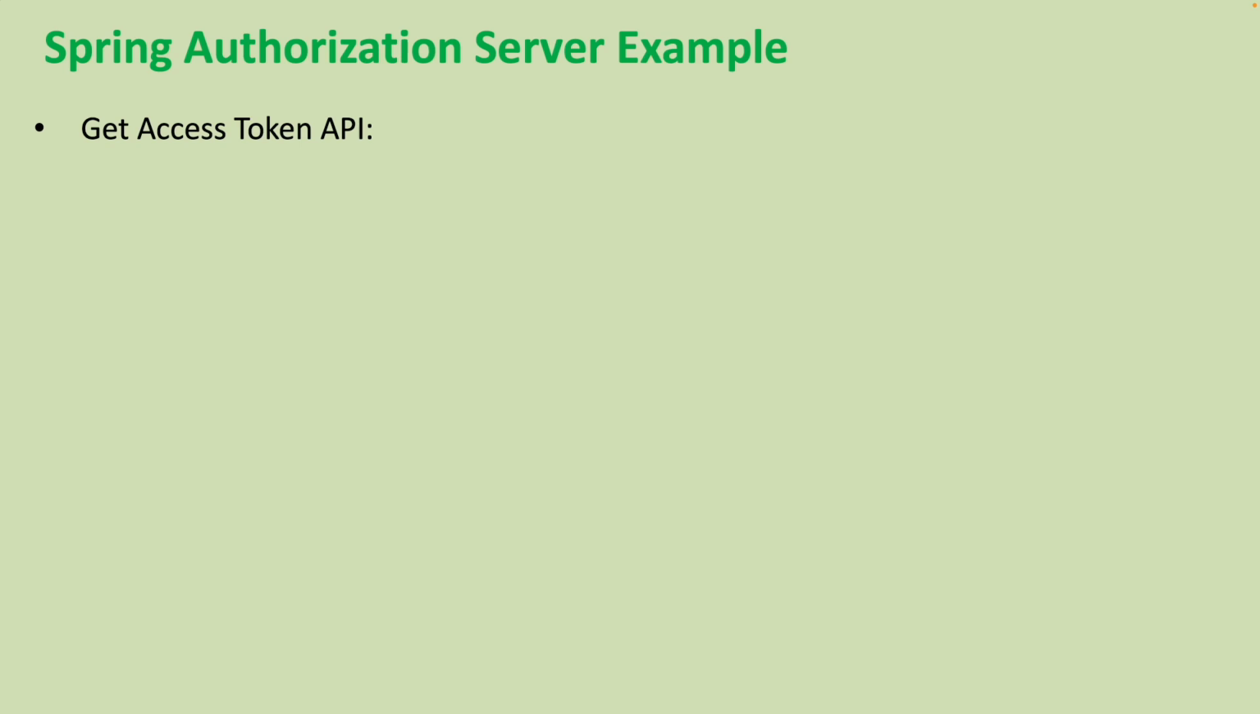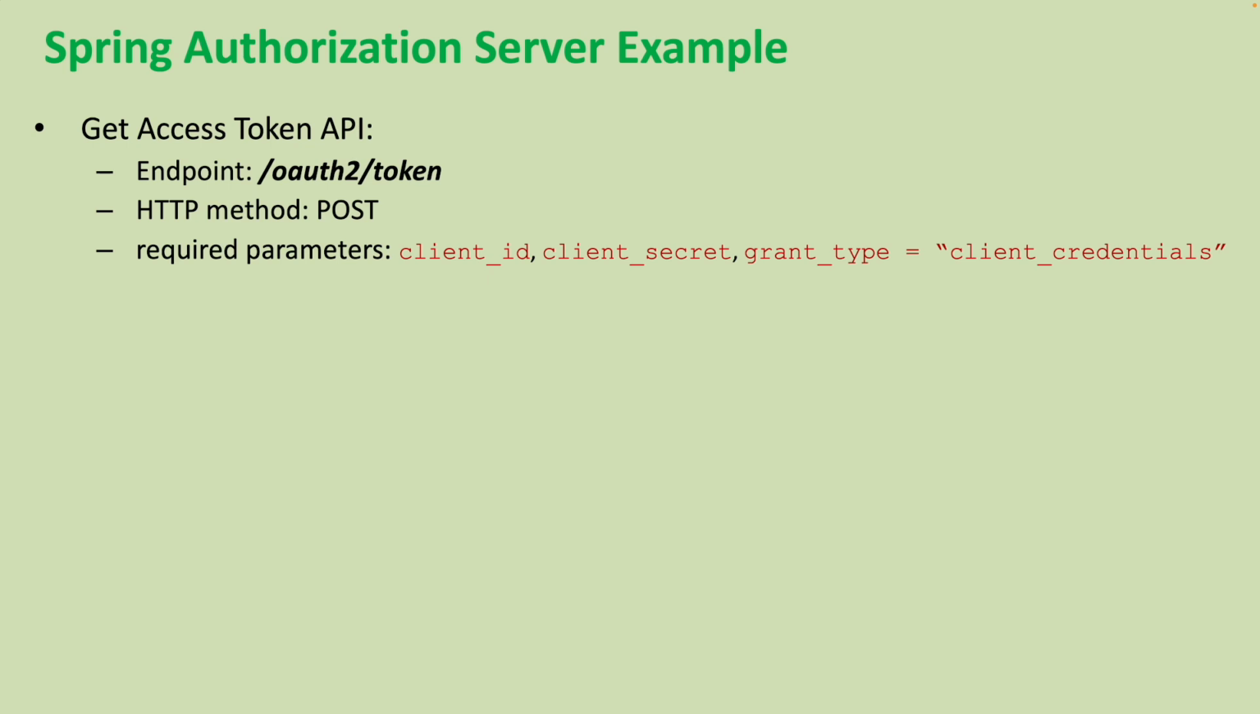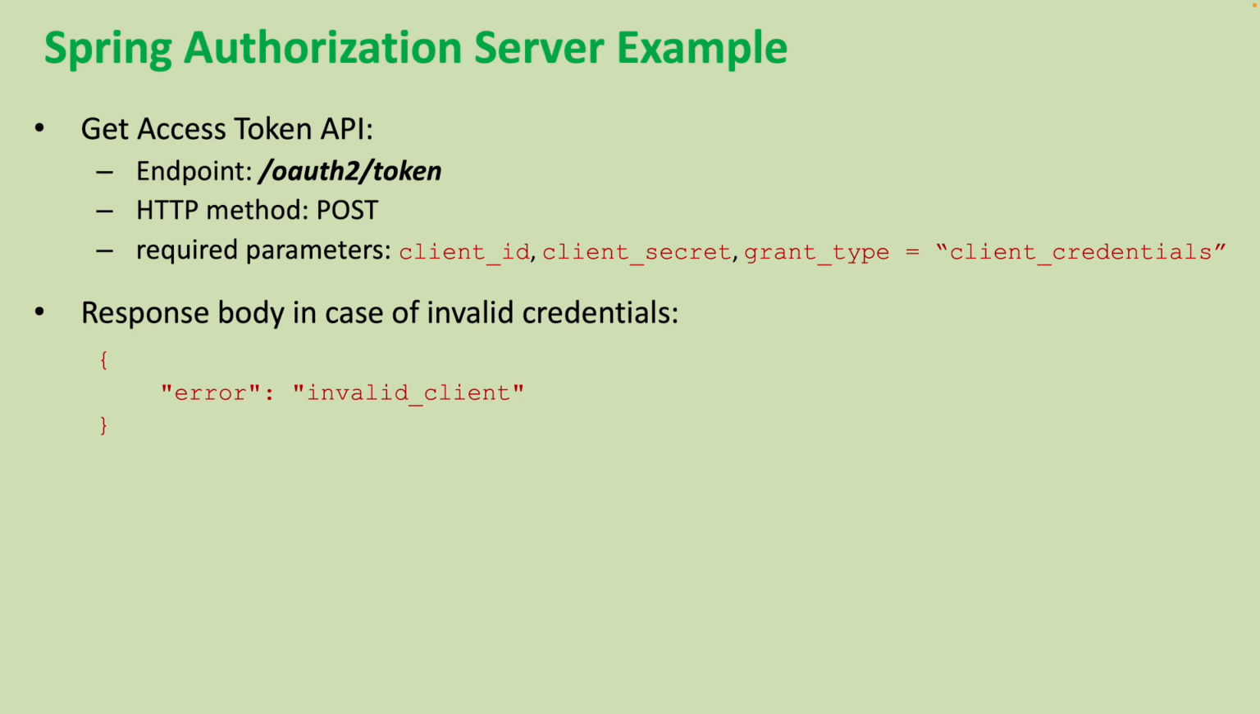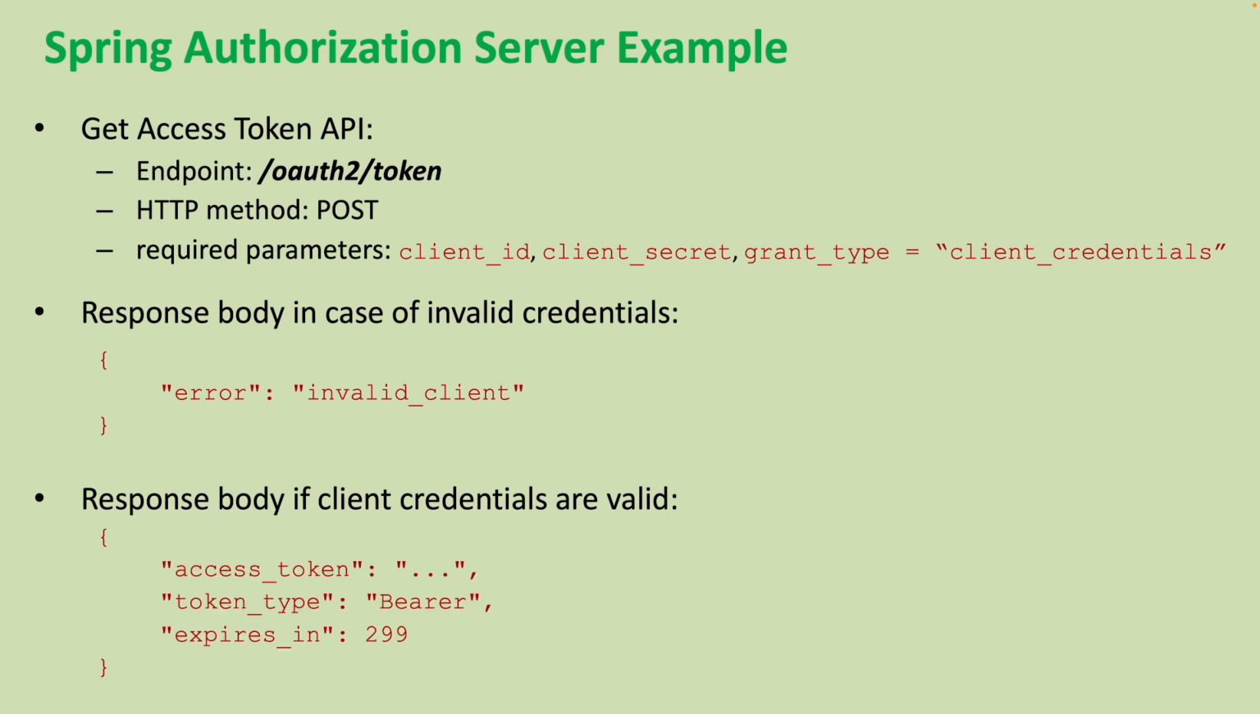And as per the OAuth 2 specification, the Spring Authorization Server must provide the Get Access Token API with the following details. The endpoint is /oauth2/token, and the HTTP method is POST, and the required parameters in the request body are client ID, client secret, and grant type, and the value of grant type in case of client credentials is client_credentials. The response body in case of invalid credentials is a JSON document that has the field error indicating invalid client. And the response body, if the client credentials are valid, is something like this: a JSON document with 3 fields: access token, token type, and expires in.